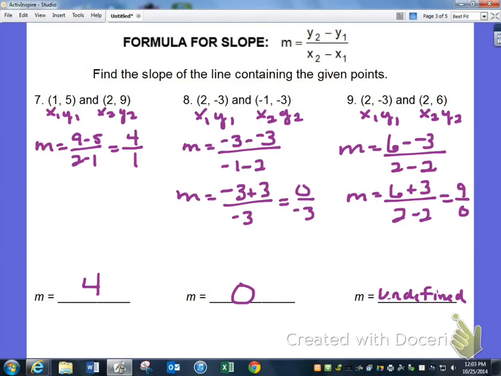Okay, I hope you understand about slope. If not, go ahead and go back and watch this again, and maybe you will understand, or you could do practice problems from this assignment.